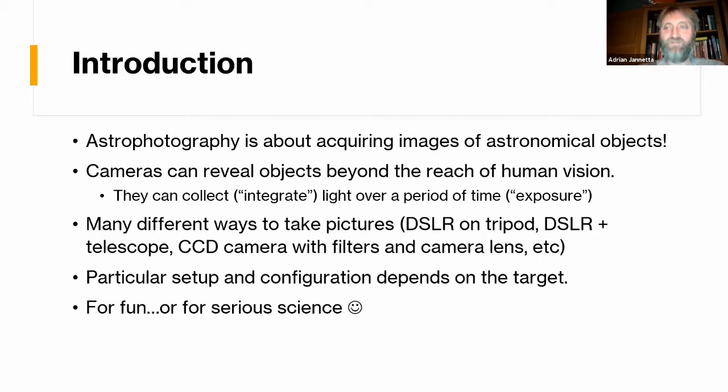Your eye has a very narrow pupil which allows light into it, so it's not a big aperture, and therefore you're always going to be able to collect more light with a camera if you let it collect light for a long period of time as well. There are different ways you can take pictures of the sky and the different objects, and I've mentioned those.